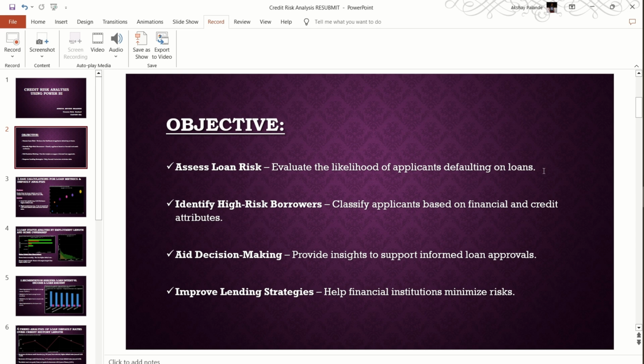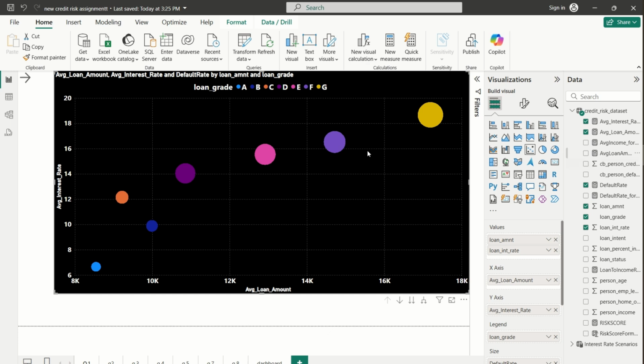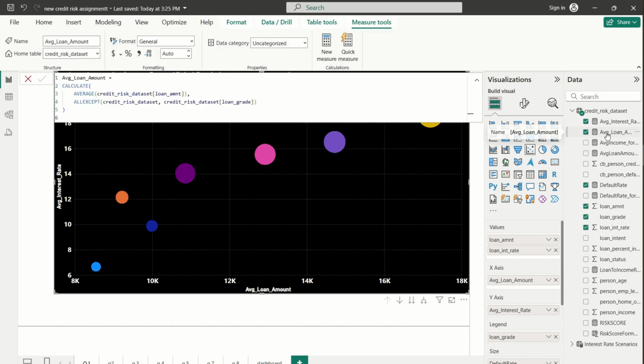So first we'll open Power BI and load the dataset. I have already done this. For this I have used DAX measures. First we will see the average loan amount. This is the formula for average loan amount. This measure calculates the average loan amount for each loan grade, ignoring all other filters by using ALLEXCEPT to keep only the loan grade filter active.